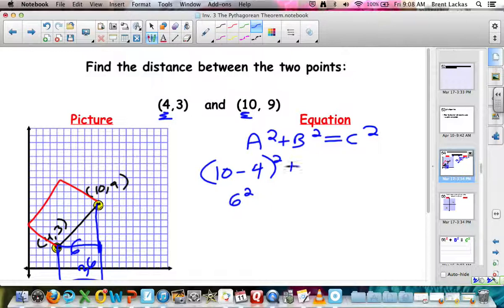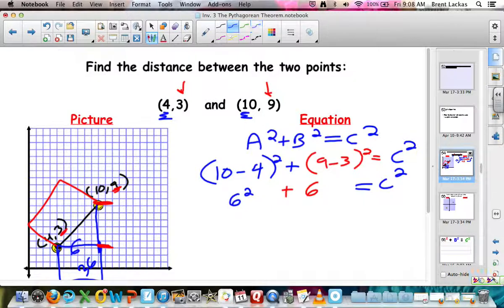6 squared. Let's do the same thing vertically. Here I am right here, and I am, let's call it, at a temperature of 3, and we go all the way up to 9 degrees. Well, how much did the temperature increase? From here to here is 6 degrees. 9 minus 3, which is 6. And so the area of that square is also 36.